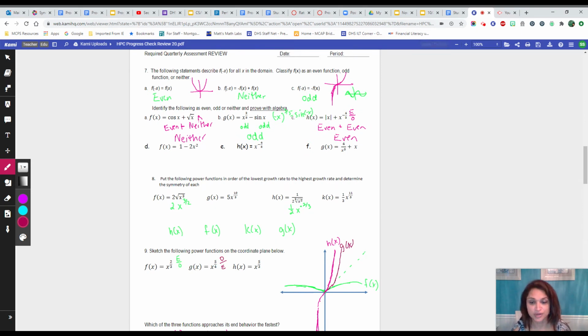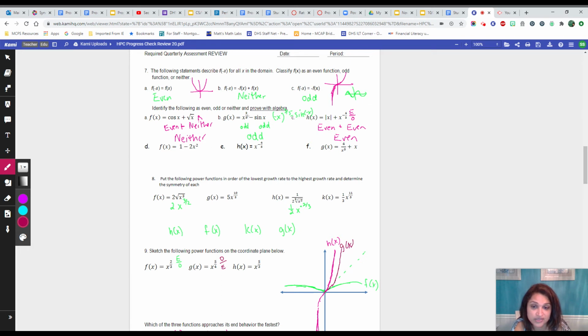This is verifying algebraically, and technically you guys really should be able to verify algebraically. In terms of your progress check, everything is multiple choice. If you know that something is even, the whole function is going to be even if each of the pieces are even. So if I'm looking at this first function, cosine is an even function. That means when I put in a negative x, it is going to be the same as if I put in a positive x. If I put in a negative x for a square root, however, that is undefined. So that is neither even nor odd. So I have an even plus a neither. I'm going to get a neither.